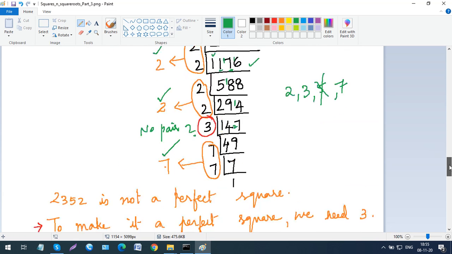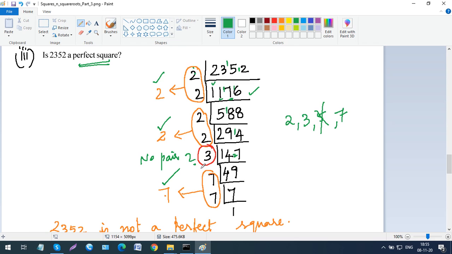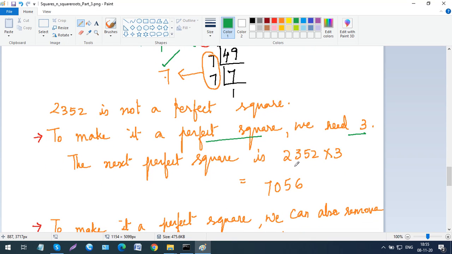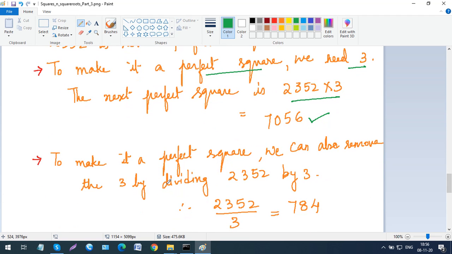Understood? So if I want to make it a perfect square, I can either add one more 3 to it, or I can take out the 3 from it. If I want one more 3, I'll multiply this number by 3. To make it a perfect square, we need a 3, because already one 3 is there and that needs a pair. So we'll multiply 2352 into 3. Now if I don't want the 3, I will have to divide it by 3. By removing the 3, I divide 2352 by 3, and that gives you 784.